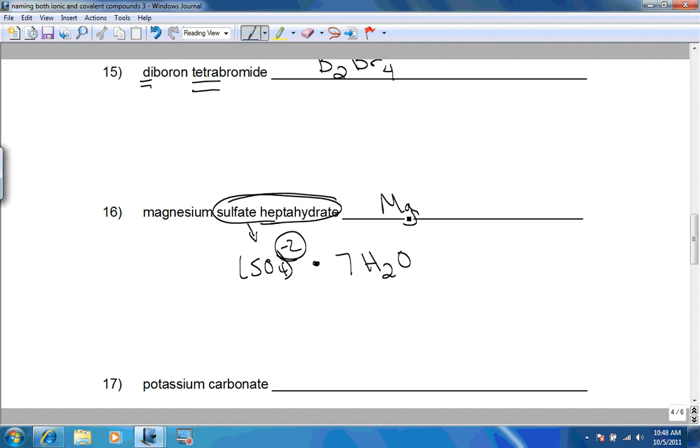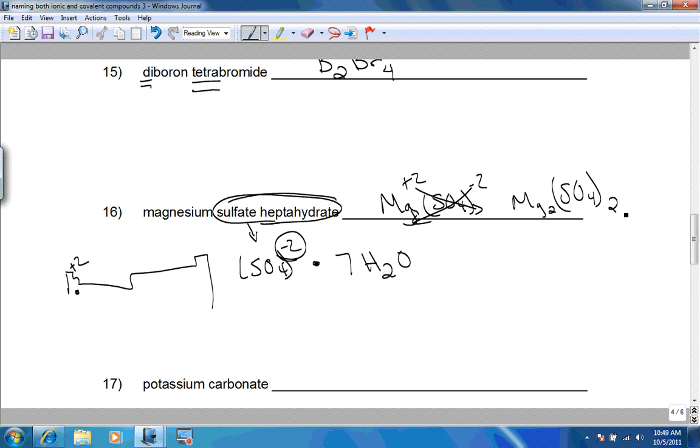Magnesium, when you look on the periodic table, there's no prefixes here, so we need to look at the charges. Magnesium is here on the periodic table. It has a plus 2 charge. And sulfate is SO4, has a minus 2 charge. That becomes Mg2SO4 2. Because it's 2 and 2, they reduce down to MgSO4. The 2's and 2's cancel. Then .7H2O. You would not have to know that, though.